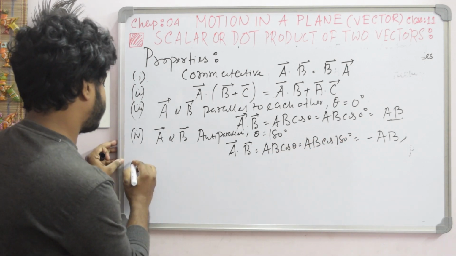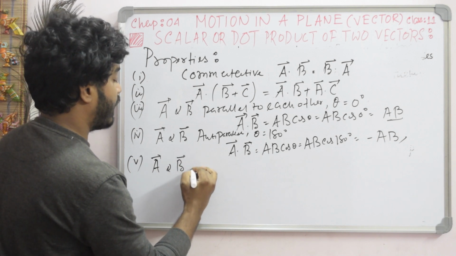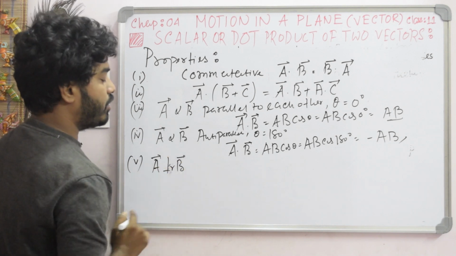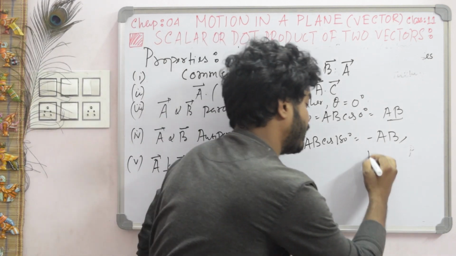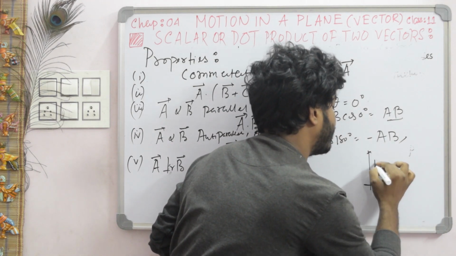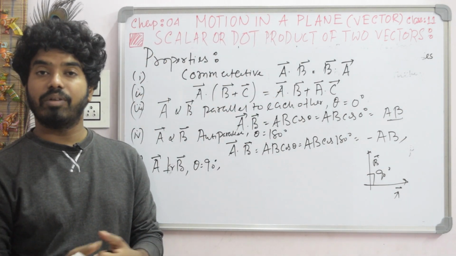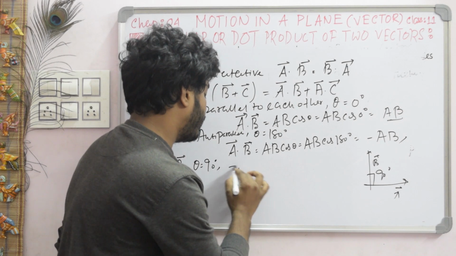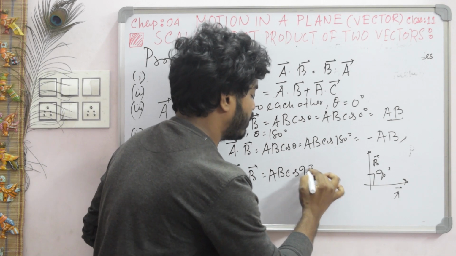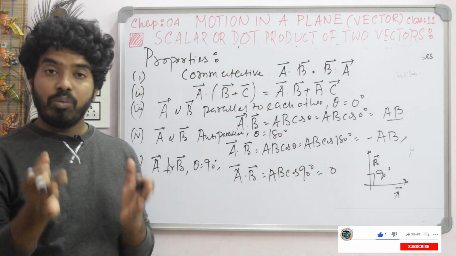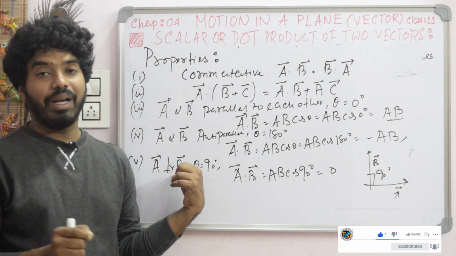Now, next, when vector A and vector B are perpendicular to each other, that is theta is equal to 90 degrees. This one is vector A, this one is vector B, and the angle between them is 90 degrees, that is, both are perpendicular to each other. Now, what is the value of the dot product? Write down A dot B, that means AB cos 90, and that value is 0. So, the dot product of two vectors is 0 when the two vectors are perpendicular to each other.